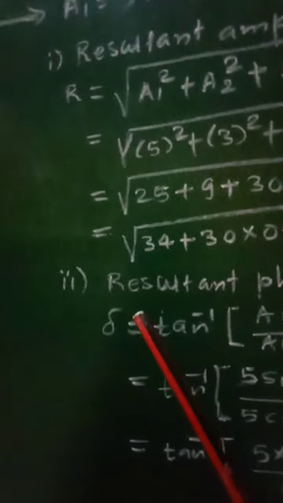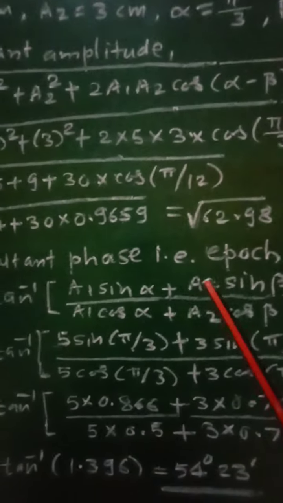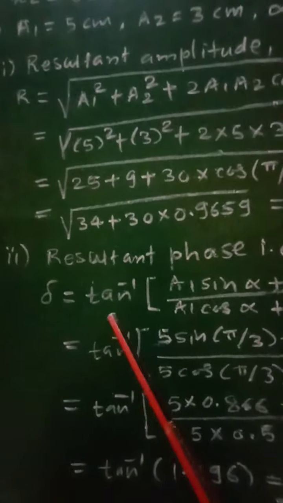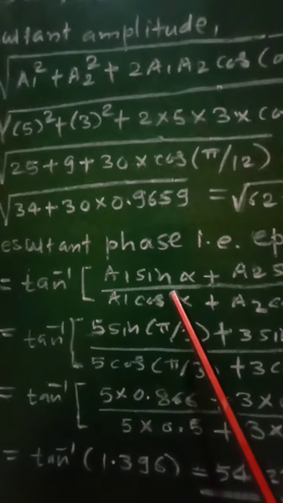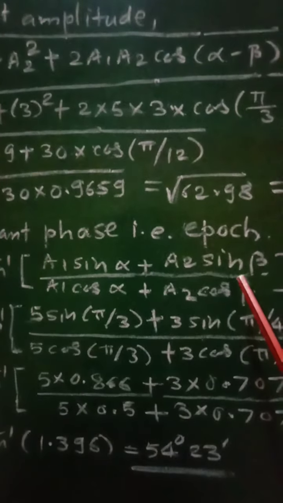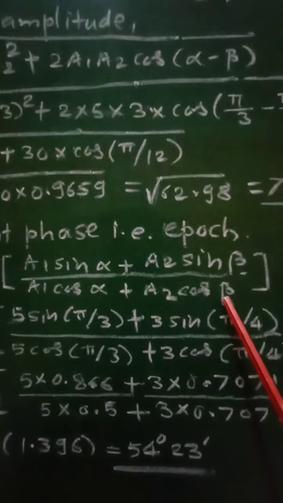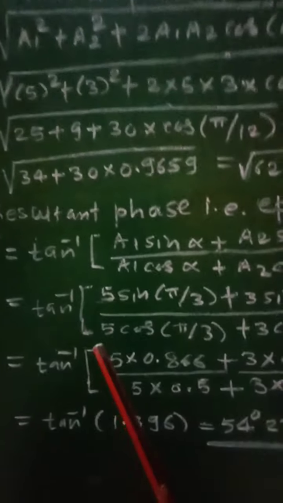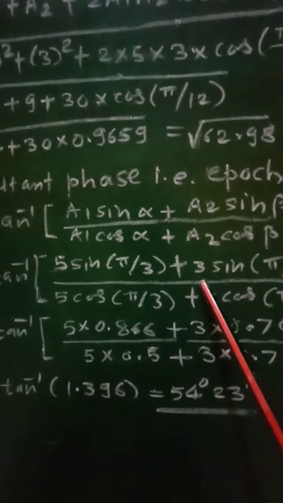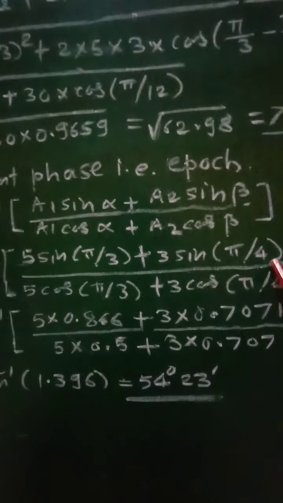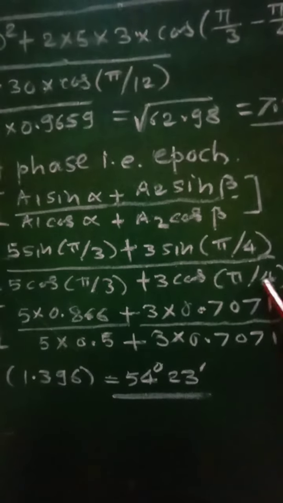And now, second point, we will find out the resultant phase, that is the epoch. The resultant phase δ is given by the formula δ = tan⁻¹[(a1 sin α + a2 sin β) / (a1 cos α + a2 cos β)]. It will be written as tan⁻¹[(5 sin π/3 + 3 sin π/4) / (5 cos π/3 + 3 cos π/4)].